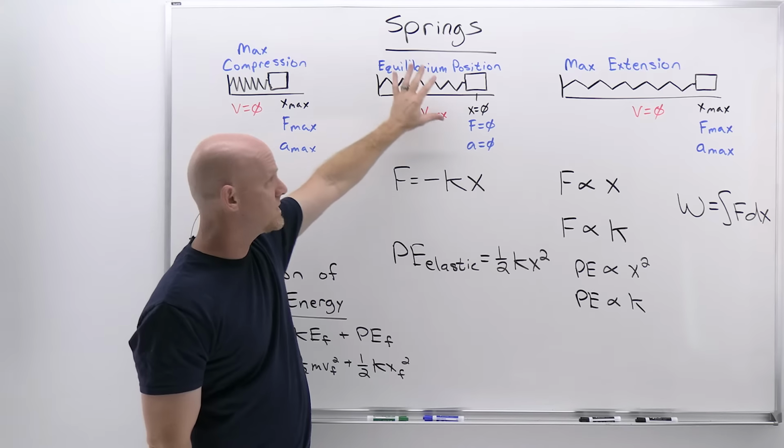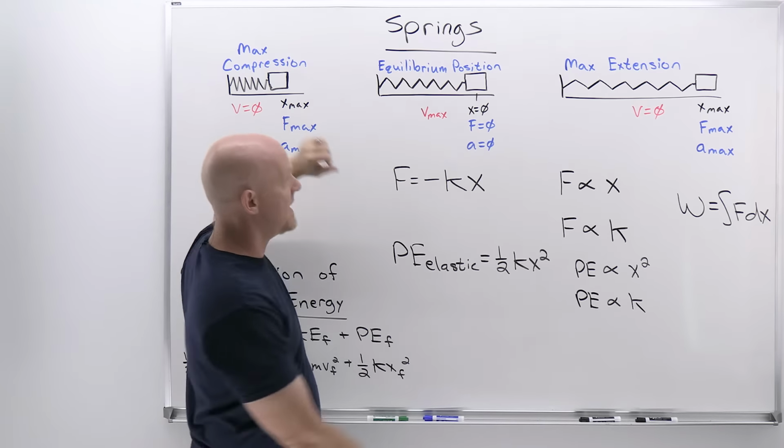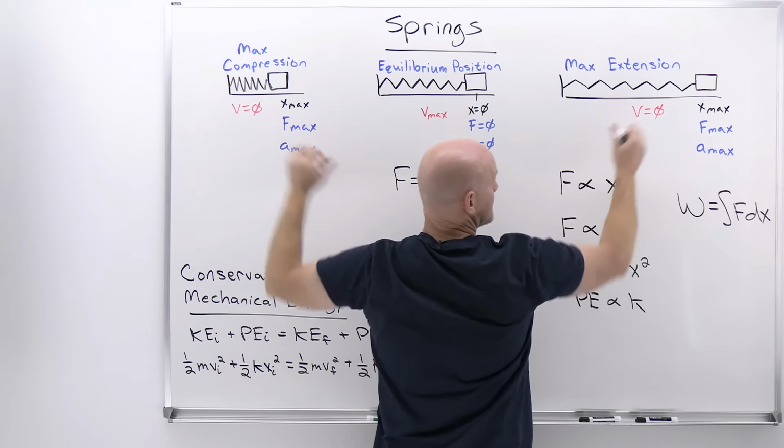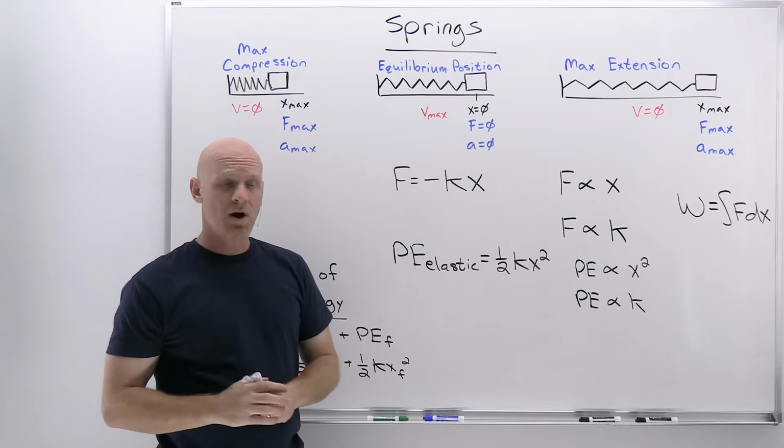And again, at the equilibrium position, all kinetic energy, velocity at max, no potential energy. At the extremes, all potential energy, no kinetic energy, velocity is 0. All right, let's work some problems.